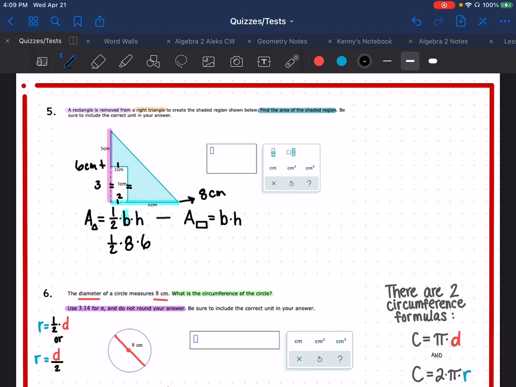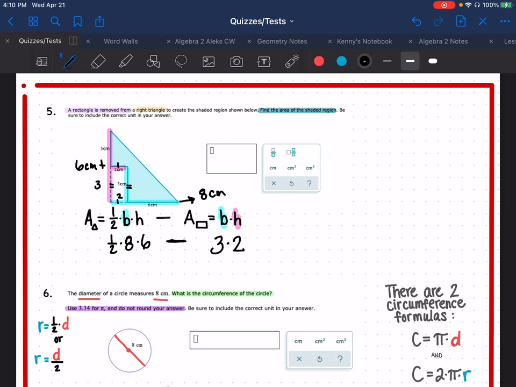Now let's take a look at our rectangle. In our rectangle, I would say this would be my base and this would be my height. And it really doesn't matter for the rectangle. So I would have 3 times 2. And I'm going to go ahead and subtract these.